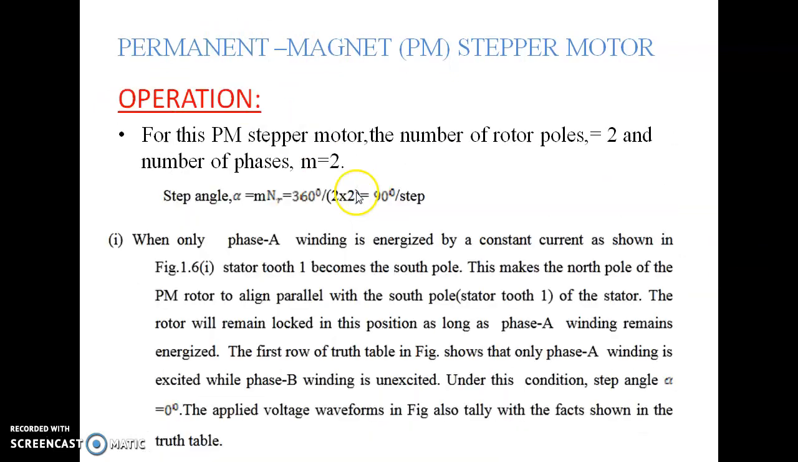Now coming to the construction part. For this permanent magnet stepper motor, the number of rotor poles is 2 and number of phases m equal to 2. So the step angle here will be alpha equals 360 degree by m into nr, that is 360 by 2 into 2, that is the step angle of 90 degree.